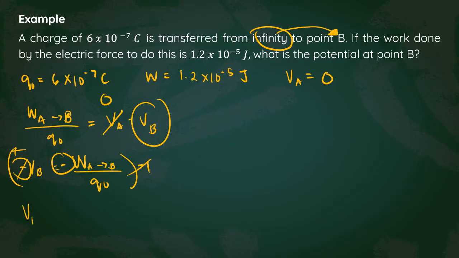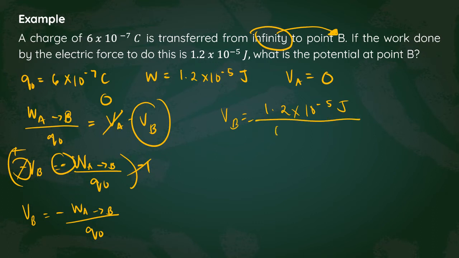So you have voltage at point B is equal to negative work from point A to point B divided by charge. And that will be negative 1.2 times 10 raised to negative 5 joules over 6 times 10 raised to negative 7 coulombs. So the potential at point B is negative 20 volts.